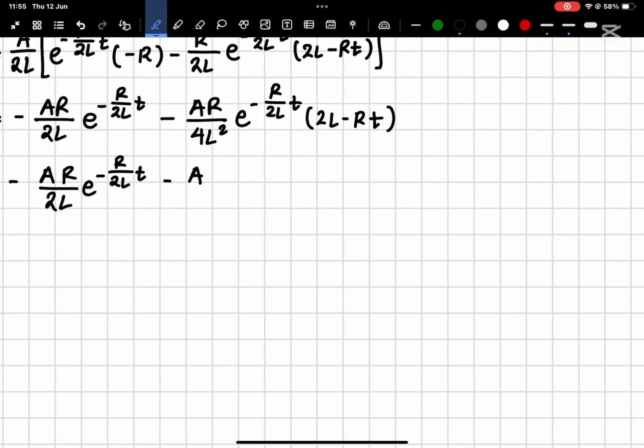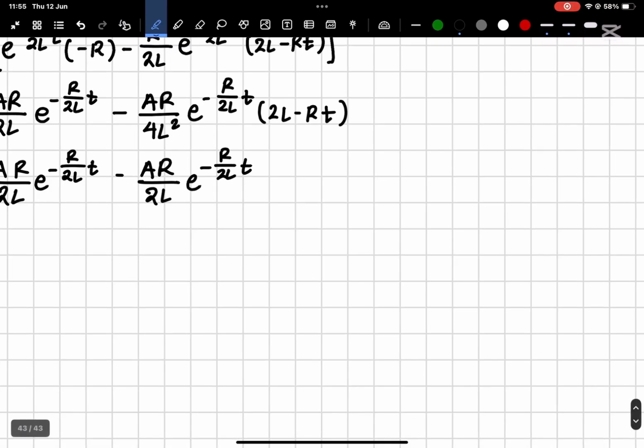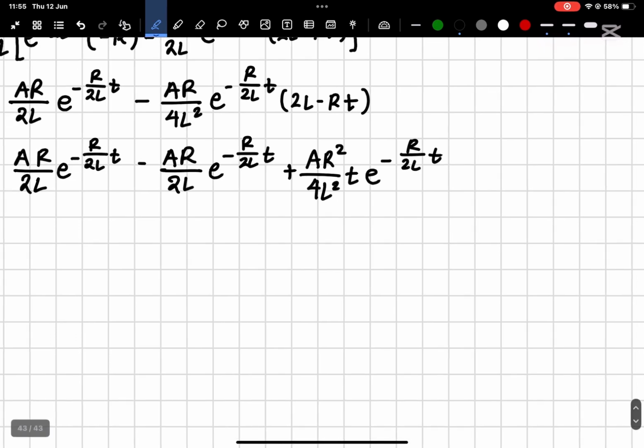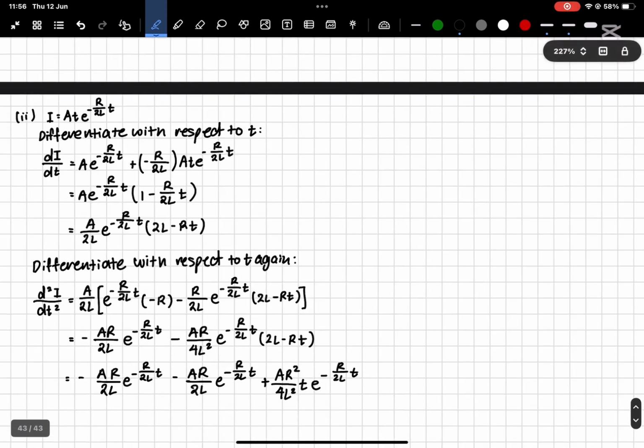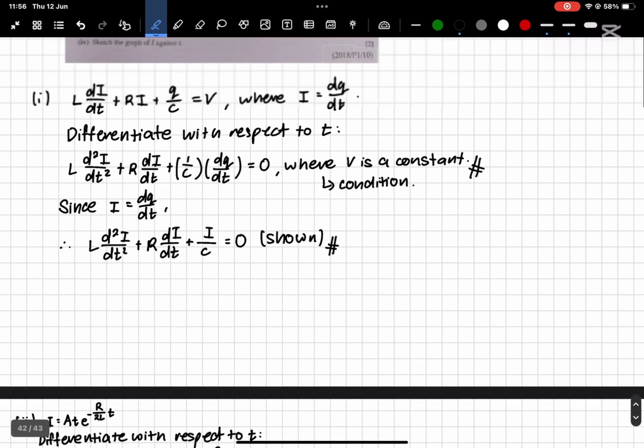So you got AR divided by, this is 2L as well, e^(-R/2L t), and then you times Rt. That just becomes positive AR squared over 4L squared t e^(-R/2L t). Alright, I think that is pretty simplified. Everything has been expanded out. So this is just prepping for you to sub into this disgusting equation.